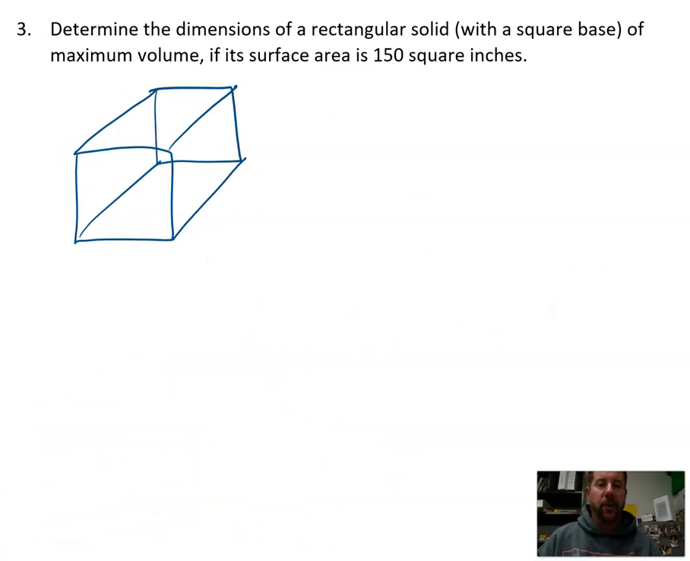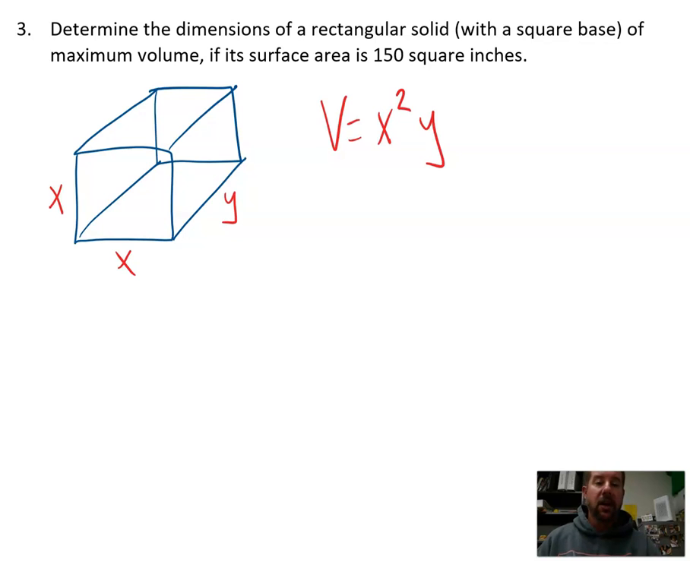Okay, here we go. Number 3. We're going to determine the dimensions of a rectangular solid with square base of maximum volume if its surface area is 150 square inches. All right, so square base, so that is x, and then the length is y. We're trying to maximize the volume. That's our objective function. So the volume would be the area of the base times the height.